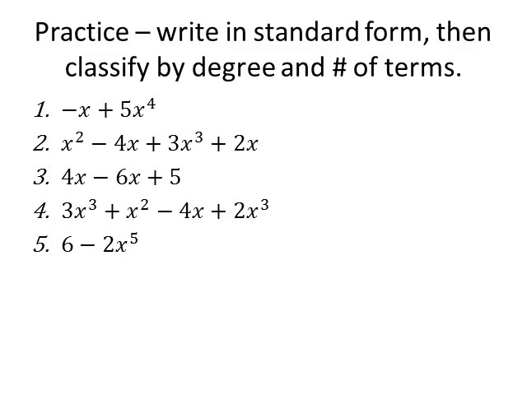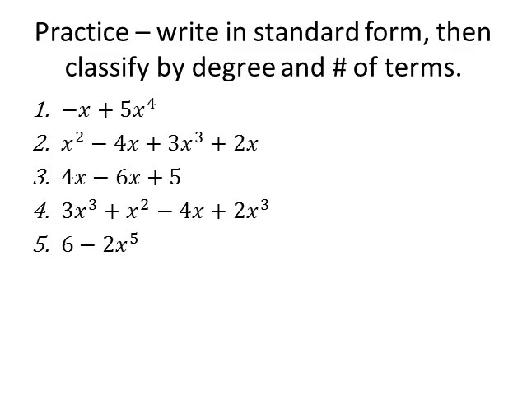On number 2, you have 3x to the third comes first, then x squared, and then negative 4x plus negative 2x combines to give you negative 2x. So it would be 3x to the third plus x squared minus 2x. That would be 3 terms, so it's a trinomial, and the degree is 3, so that's a cubic trinomial.